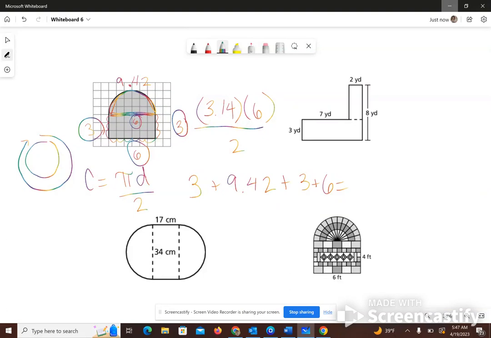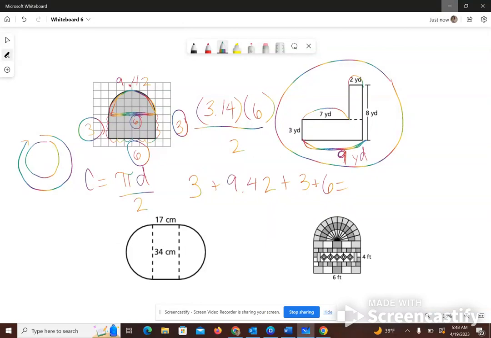Now looking at this next one here, it looks like we have some rectangles combined, but some of the side lengths are not labeled. So before we can add the numbers together and find the perimeter, we need to figure out those unknown side lengths. So first of all, I need to figure out this bottom piece right here. Now I know that this plus this are going to give me the length of the bottom. So because one of them is labeled 7 and the other one's 2, if I add those together, that means the base of this shape is 9 yards.